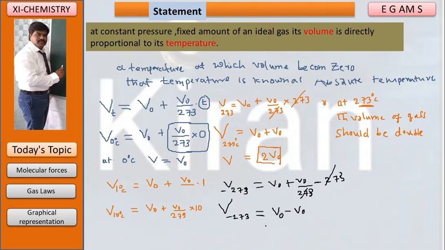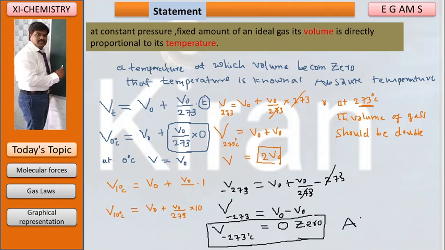V naught minus V naught is what? 0. So at what temperature? V is equal to minus 273 degrees centigrade. The volume becomes 0 entirely. So this temperature is known as absolute temperature.